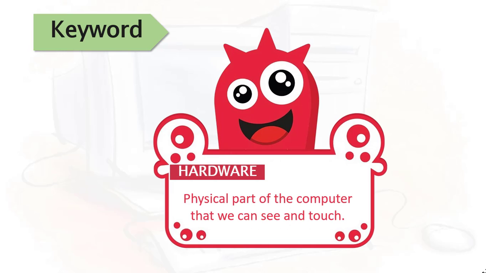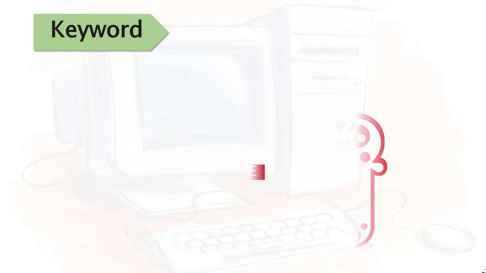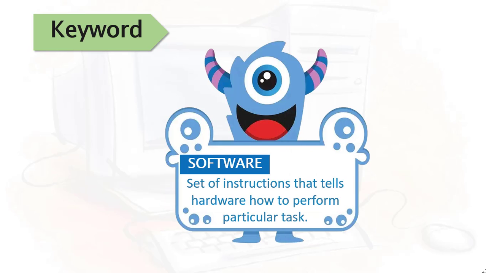Next is hardware, the physical part of the computer that we can see and touch, like the keyboard, mouse, CPU, monitor, speaker and scanner. Next is software, a set of instructions that tells hardware how to perform a particular task. The software tells each and every hardware what to do, which part to perform, which task to do and at what time. All these instructions are given by the software.